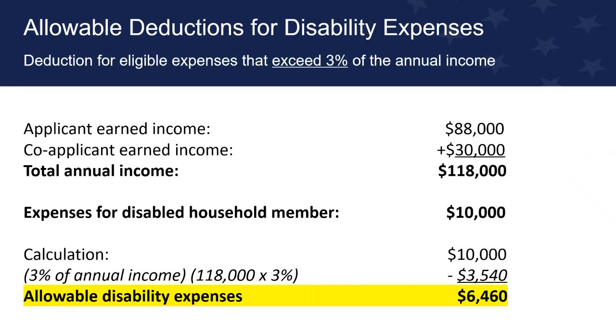Eligible disability expense deductions are intended to enable a family member or disabled household member to work or go to school. The expenses must be non-reimbursed by insurance or other sources and must not exceed the income earned by the person who is working due to the care provided. This is an example of how to determine the allowable disability expense. You take 3% of their household income and deduct that amount from the disability expense to get the allowable deduction. In this case, the allowable amount for the disability deduction is $6,460.